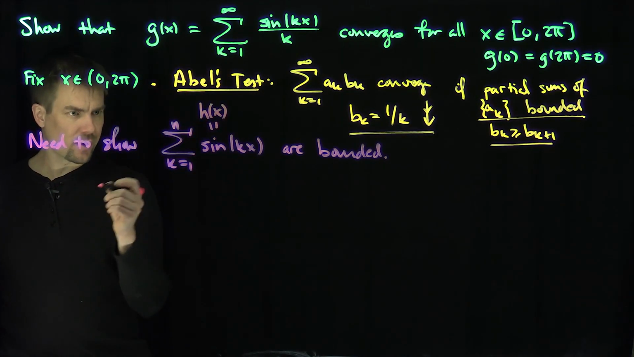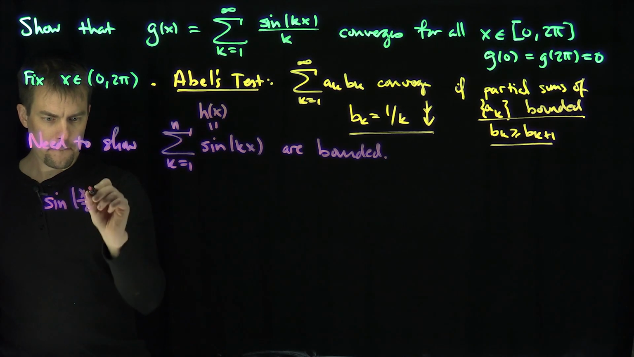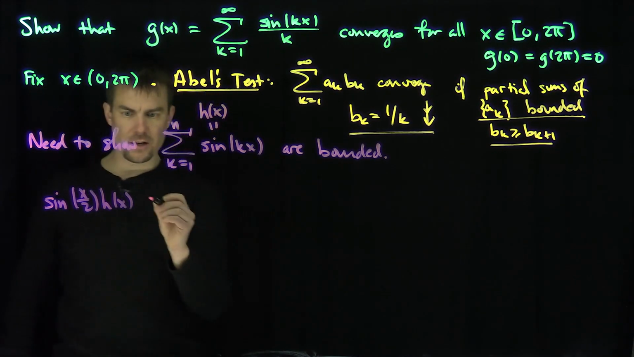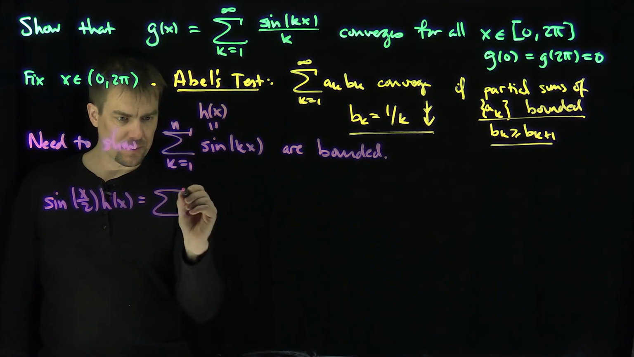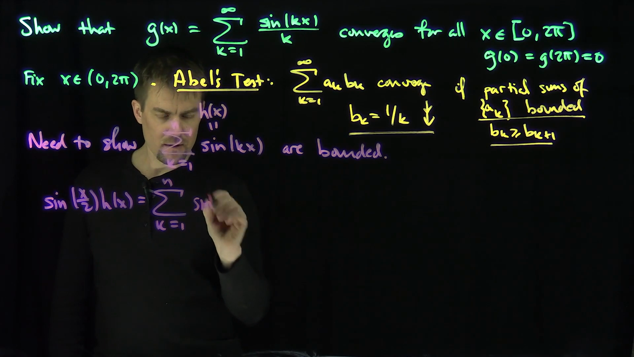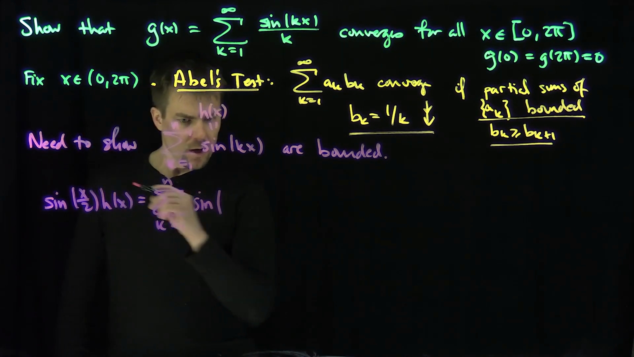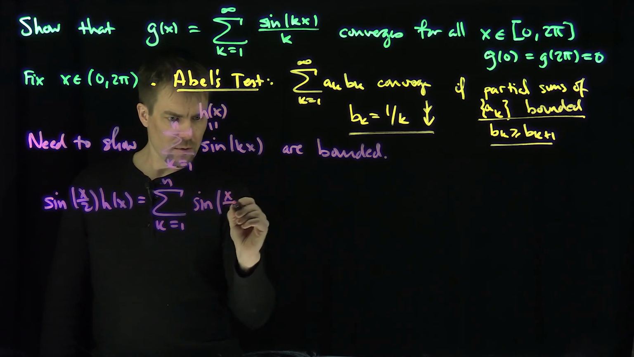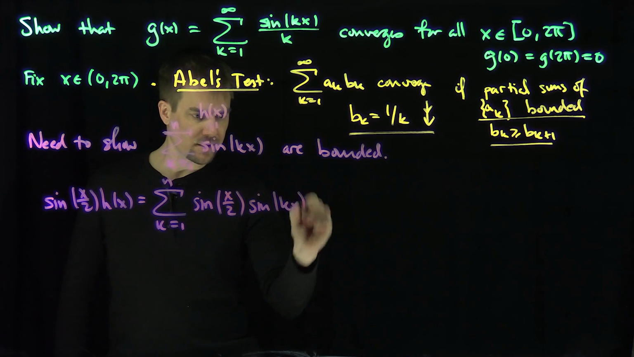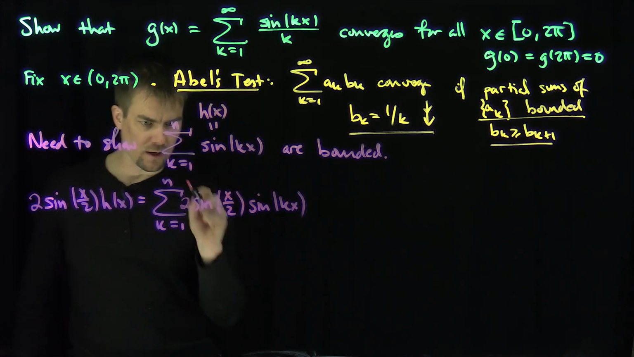So here's the trick. The trick is to multiply h of x by sine of x over 2. And why am I going to do that? Well, then this becomes the sum, k goes from 1 up to n, of sine of x over 2 times sine of kx. And just to make my life a little bit easier, I'm going to put a 2 over here and a 2 over here. Because why?